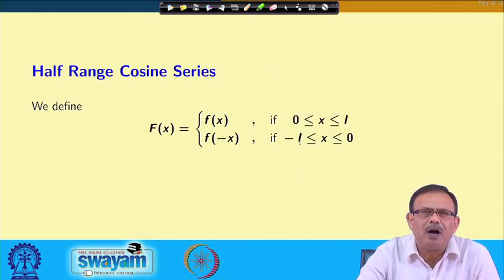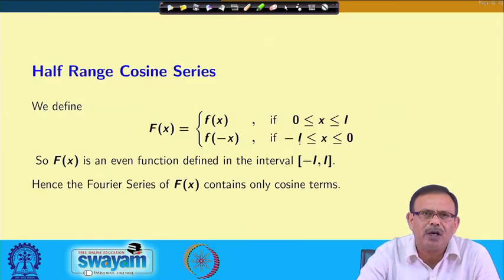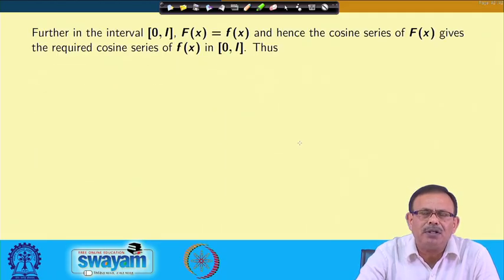Similarly, you can define half range cosine series. Here the new function capital X will be defined as f x in 0 to L and f of minus x in minus L to L, so that f x is an even function in the interval minus L to L, and the Fourier series of f x we can find out, and it will consist of only cosine terms. Again, in the interval 0 to L, capital F x equals small f x. Therefore, the cosine series of f x will be the required cosine series of small f x in 0 to L.